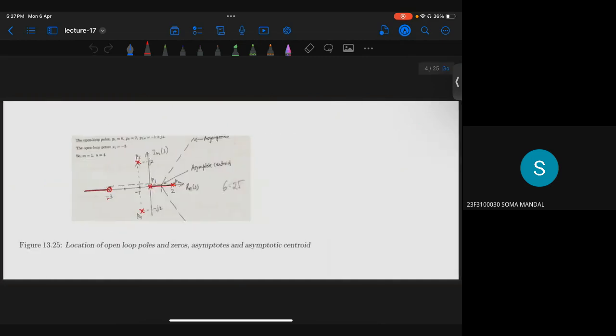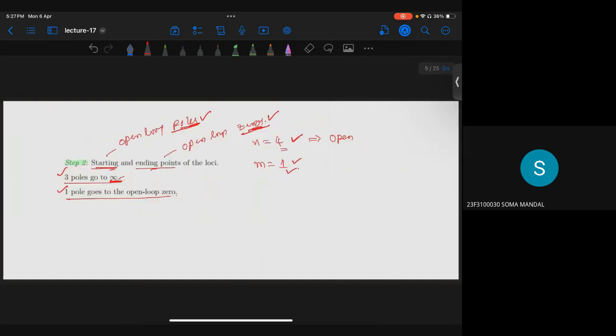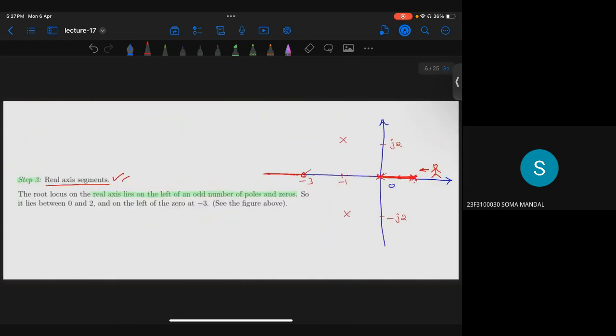Then see what is the starting point and what is the ending point. That means you check how many poles will end up at the existing zeros, and how many poles will go towards infinity. Then find the real axis.